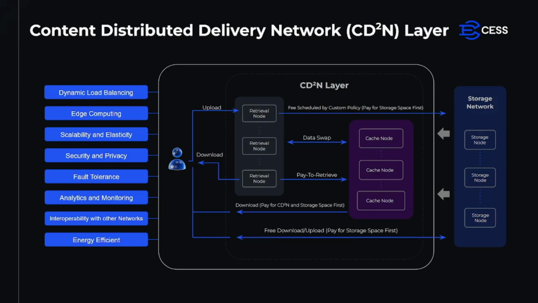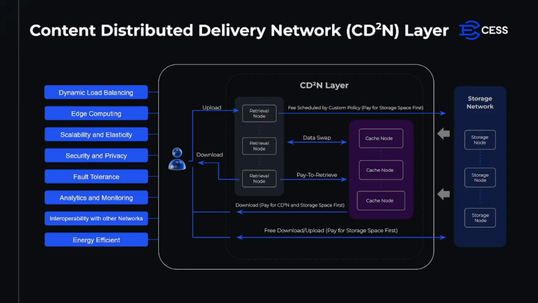Scalability and elasticity are also integral to the CDN² layer. The system is designed to scale elastically based on demand. During peak times, additional nodes can be added to handle the increased load, while during off-peak times, resources can be scaled down to save costs during these decreased loads.